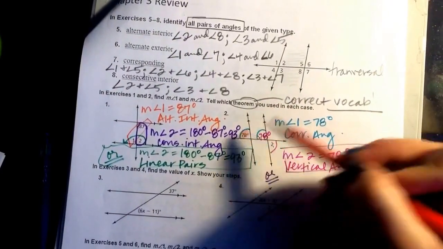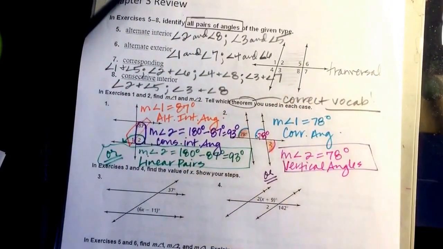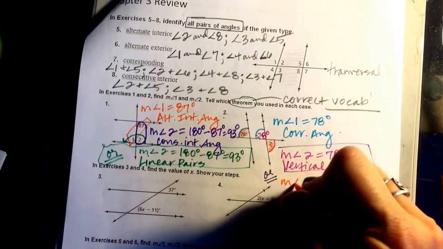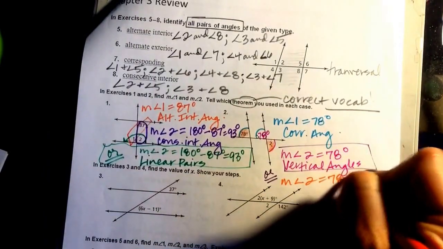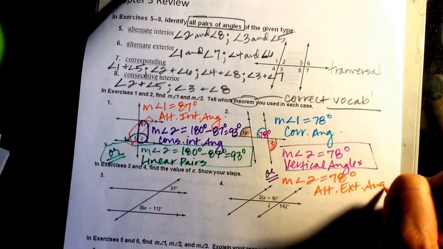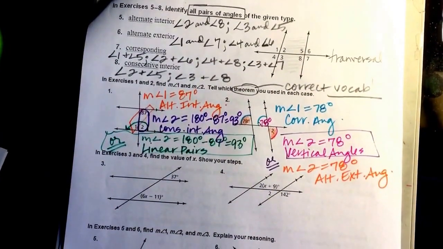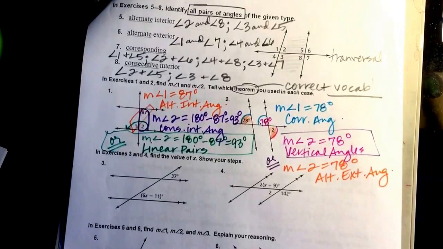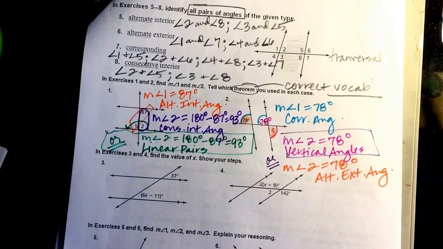You could look at this 78 that's given and this angle 2 that's given, and say the measure of angle 2 is 78 because they are alternate exterior angles, and alternate exterior angles are equal. So a lot of vocabulary here, and again, even though it says justify the theorem, you drop the correct vocabulary term and I'm good with that. Just knowing what to call them.